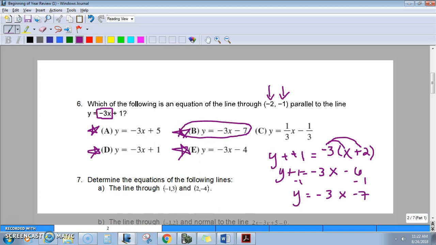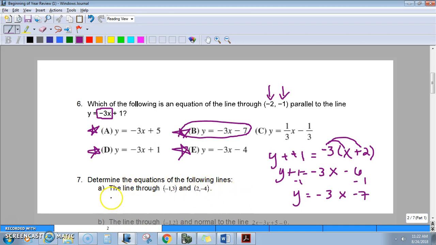Question number 7. Oh, question number 7 has like A, B, C, D. Let's see if I can see them all. And then we'll stop this video. Determine the equations of the following lines. It doesn't say that it needs to be a linear relationship, but I think that that's implied in this particular one. And what we're going to do is find the slope here and then put it back and find the y-intercept.